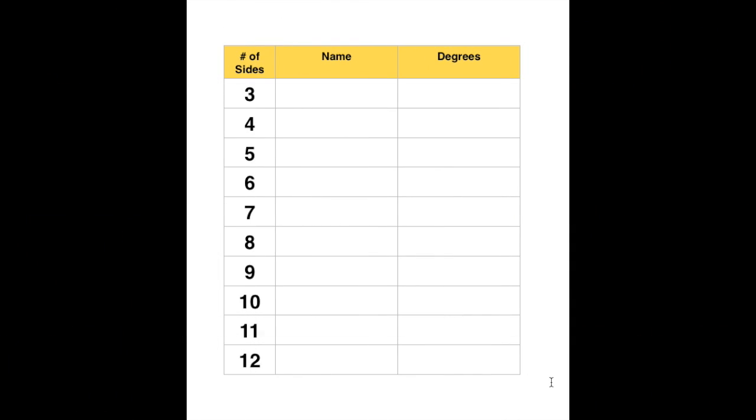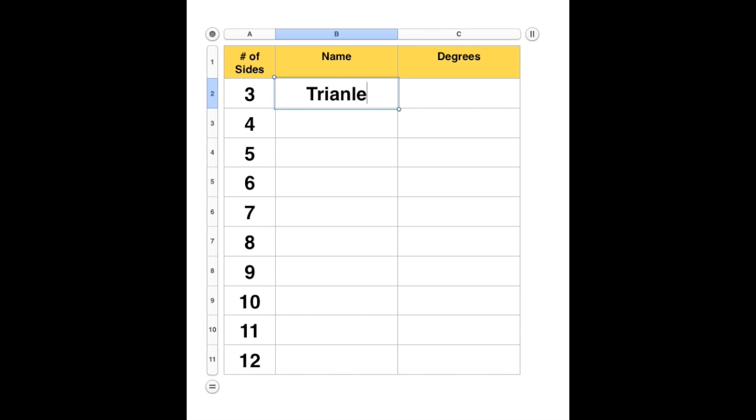Okay, to start off, Trey, do you know what any of these shapes are called? Some. Okay, tell me one that you know. Decagon. Decagon? Yeah. That is not one of them. Try again. Triangle. Triangle has how many sides? 3. Okay, so I'm going to type in triangle here.